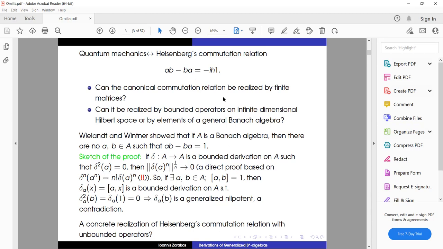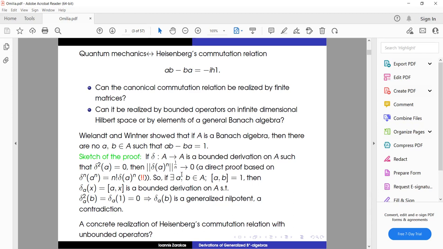The first one is if this commutation relation can be realized via finite matrices. In this setting, of course, it was Wielandt and Wintner who said that no, you cannot have the Heisenberg commutation relation realized in the Banach algebra setting. And it is nice to remind ourselves of the very elegant and perhaps easy, but very nice result, which says that if we have a bounded derivation on a Banach algebra, such that delta square is zero on an element alpha, then delta alpha would be generalized nilpotent in this sense. The result that there are no elements a and b in the Banach algebra realizing the Heisenberg commutation relation is based on this fact.